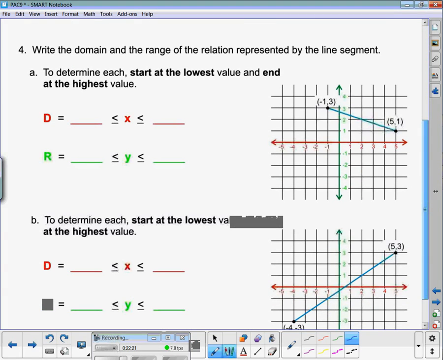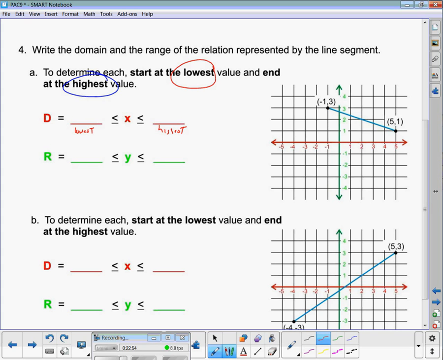Number 4. Write the domain and range of the relation represented by the line segment. Uh-oh. They give us a line segment, and they want us to tell them the domain and the range? All right, it's not hard. To determine each, start at the, what's that word? Lowest, and end at the highest. So I'm going to come in red. Underneath here, I'm going to go lowest. And underneath the other one, I'm going to put highest.